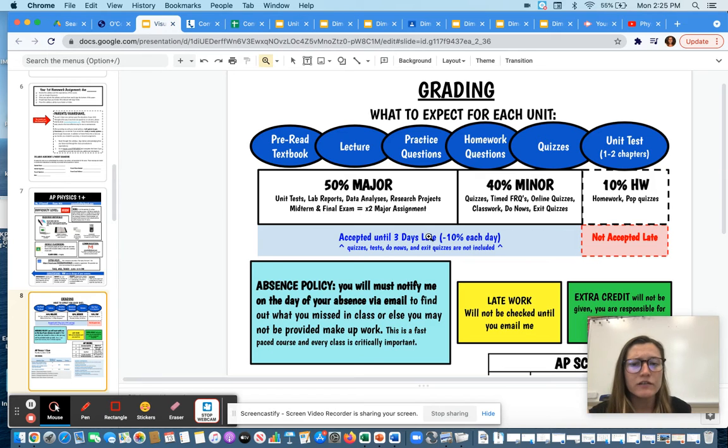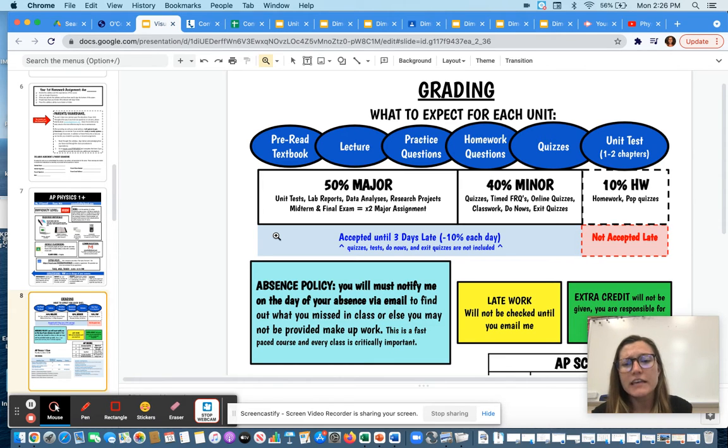Grades are broken up into 3 different categories: major, minor, and homework. So our major categories are the large unit tests, any larger research projects or hands-on projects that they do during class. The minor assignments are quizzes, any large classwork assignments or labs, sometimes do nows, sometimes exit tickets, it depends. Pop quizzes are graded as a homework assignment, and homework is graded in the homework category as well, and that is worth 10% of their grade. Homeworks are not accepted late, but any other assignment is accepted late.